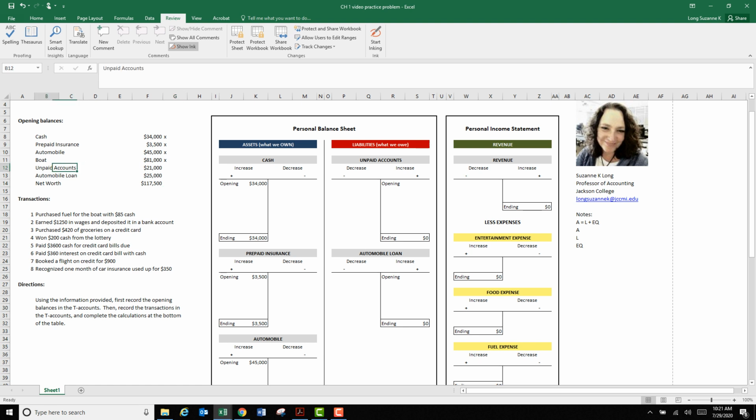Unpaid accounts, 21,000. Okay, that's over here. And the setup is pulling us to the right side. Unpaid accounts, liability, increase on the right side. So we got that one in. And we got another one, automobile loan, 25,000. And maybe just take a little pause here. Assets increase on the left, liabilities increase on the right. Yep, they offset each other.